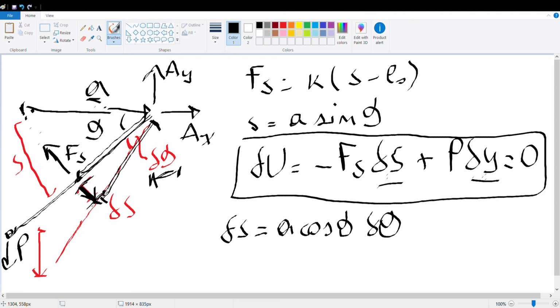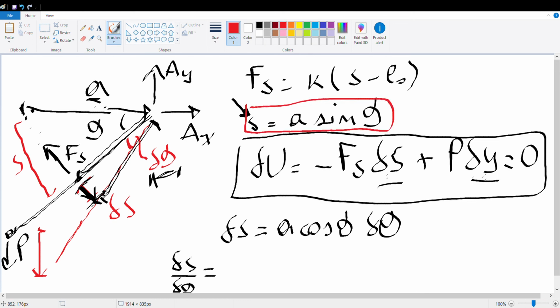In general, it's much better to use an analytical approach, a mathematical approach. What is it? I want to write delta S as a function of delta theta. So I basically want to do a derivative of S with respect to theta. So I write my function S as a function of theta, and that's what I did here.